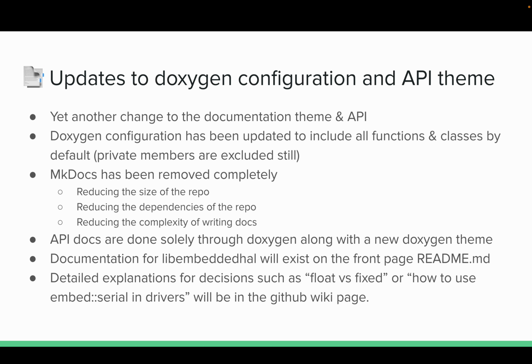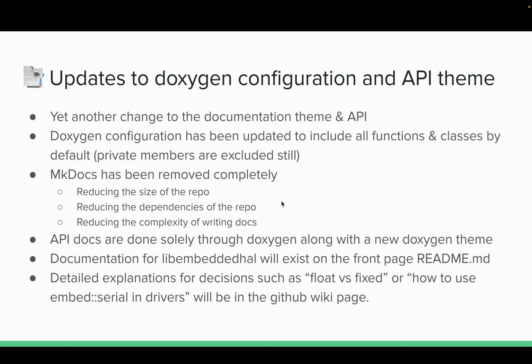Documentation for libembeddedhal will exist on the front page, and all other more detailed stuff, like using floating point versus fixed point, or how to use a serial driver, embed serial in drivers, will all be placed in the wiki page. So when you want to explain, we want to actually have design docs to explain GPIO and why we chose what we chose, and same thing for every other interface, we will put those into the wiki.